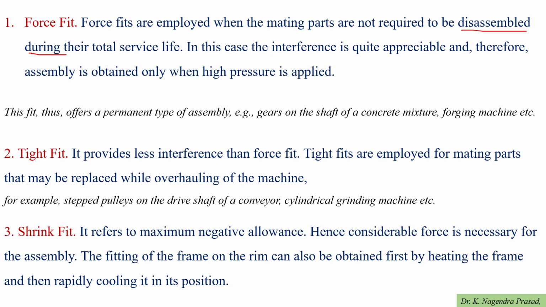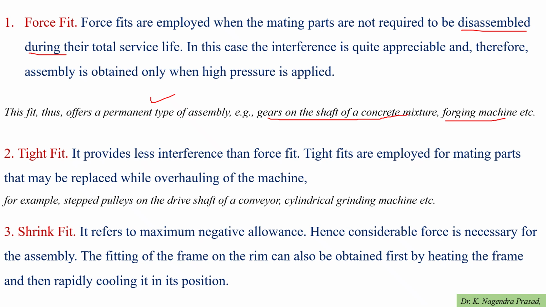So let's see examples for the force fit. Gears on the shaft of a concrete mixer and forging machine, etc. These are all the examples of the force fit. And moreover, this force fit offers a permanent type of assembly. So next we have to see the tight fit.